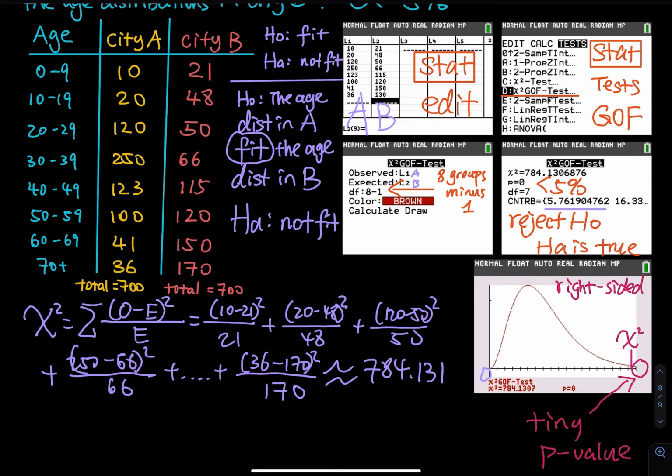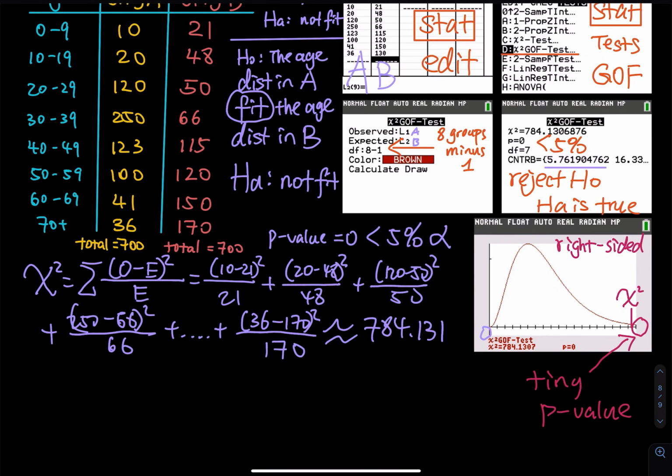Okay, let's report the p-value. So the p-value, let's do it right here. The p-value is 0, so that is less than 5% alpha. So therefore, we reject the null hypothesis, right? So we reject H naught, and then HA is true.